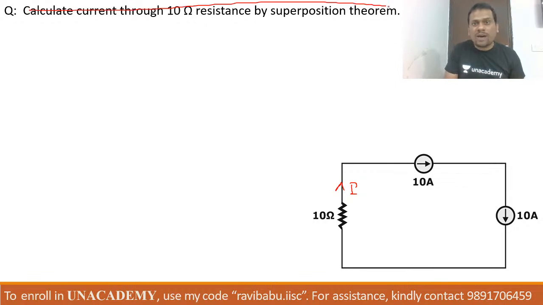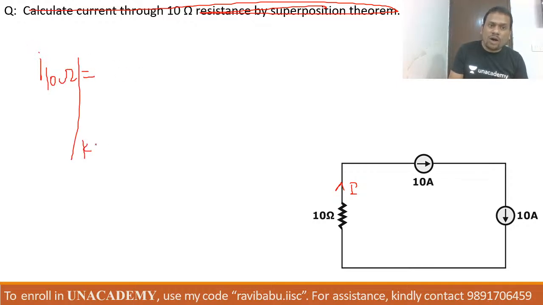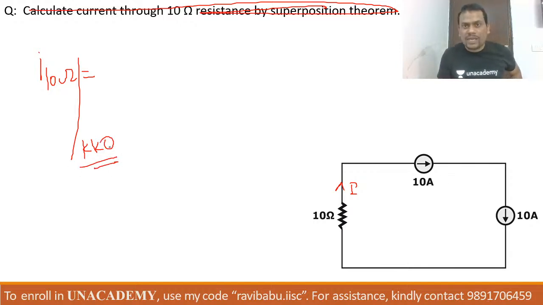Forget about this, beta, forget it. This is not the question. I want to ask, beta, current through 10 ohm either by KCL or by KVL or by Ohm's law. So KCL, KVL, Ohm's law. Please everyone speak up, beta. What will be the current I by KVL, KCL or Ohm's law? Yeah, speak up please, beta, everyone.